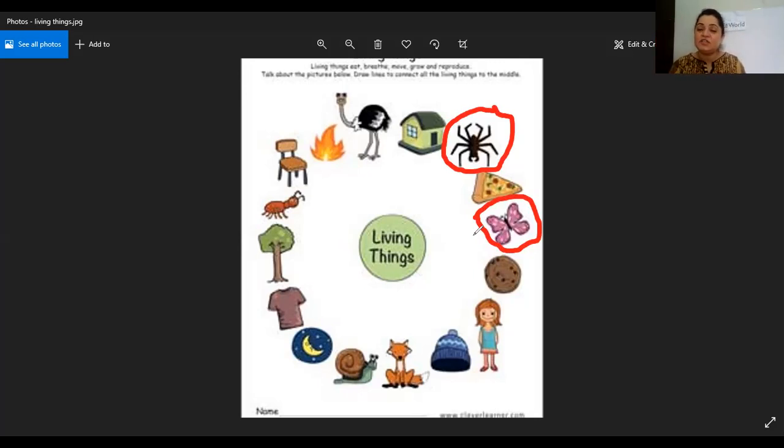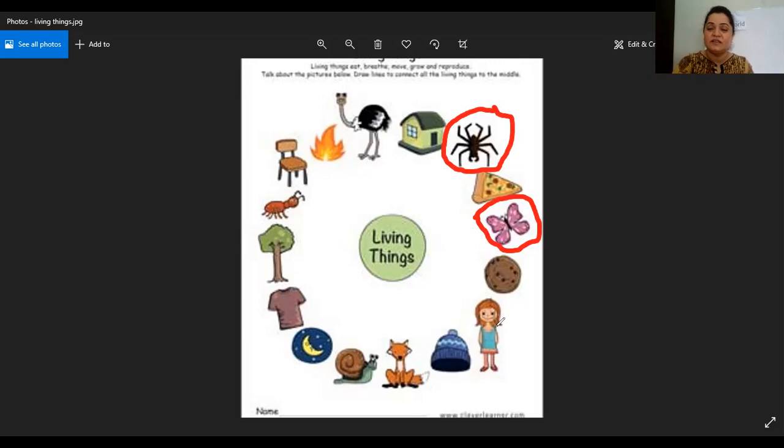Okay, now the next picture is a cookie. We eat cookies, we like chocolate chip cookies, we make cookies, but can they walk? Do they need air to breathe? Do they drink water? No, they don't. So yes, that's a non-living thing.